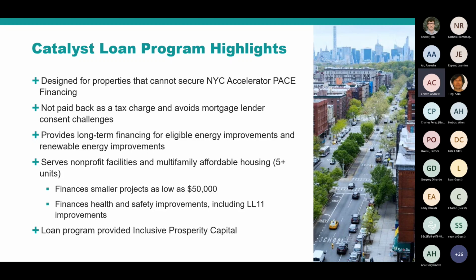So this has a lot of the same characteristics of PACE, except that it's not paid back on the tax, so you avoid that challenge with the consent. But you can do loans as small as $50,000. It also will do health and safety improvements, so you could include some local law 11 improvements. And it serves all of these multifamily projects, as I mentioned, condominiums, co-ops, affordable housing that PACE can't sometimes access. You can go to the next slide.